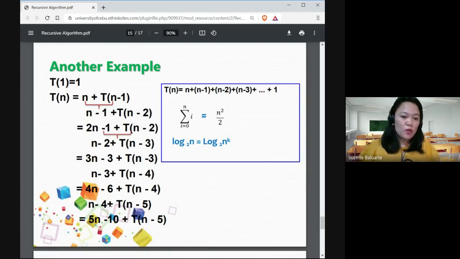So this one here is actually the same as this. It would be n plus n minus 1, n minus 2, right? Starting from n, then n minus 1, n minus 2 until it reaches 1. If you try to recall, the summation of n to i, where i equals 0, is approximately equal to n squared over 2. And that n squared over 2 is log 2n, which equals log 2n to the k.